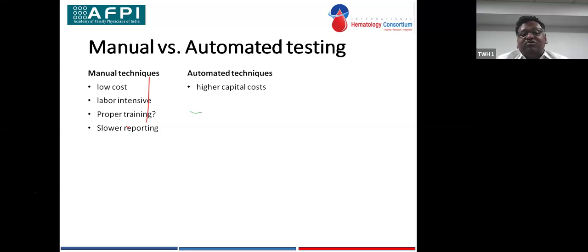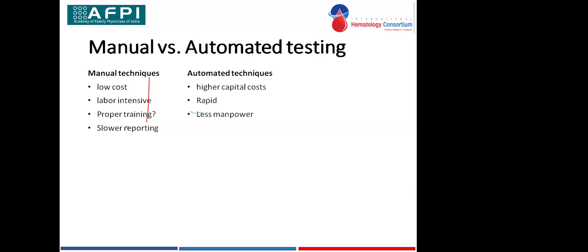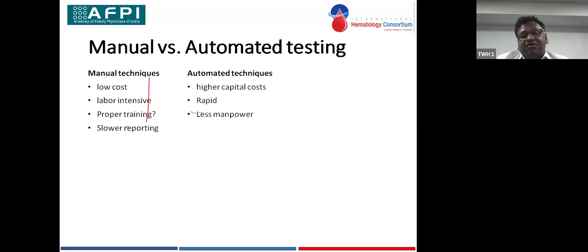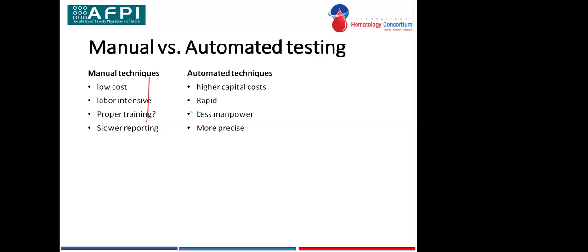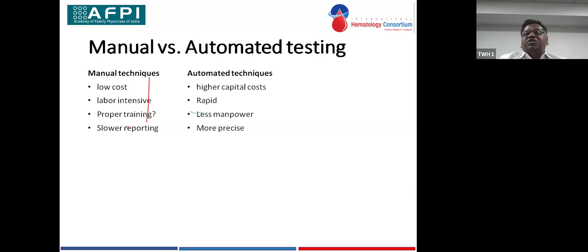And the automated techniques today, yes, they're more expensive. Putting in a cell counter takes money, but the reports are faster. You don't need too many people. Maybe one technician can run a whole lab, a small lab. You hardly need any people. But there is no doubt that automated techniques are more accurate.